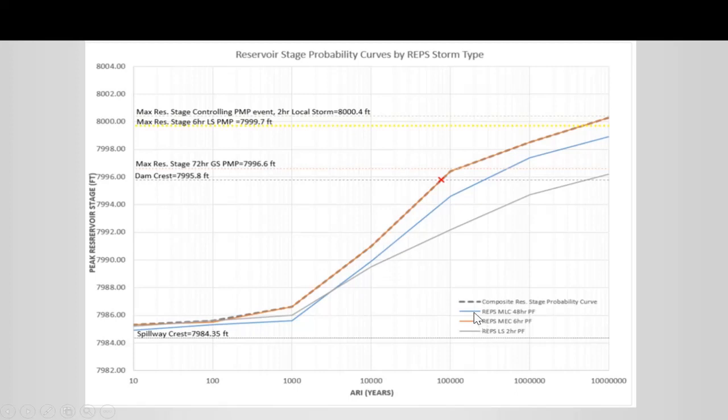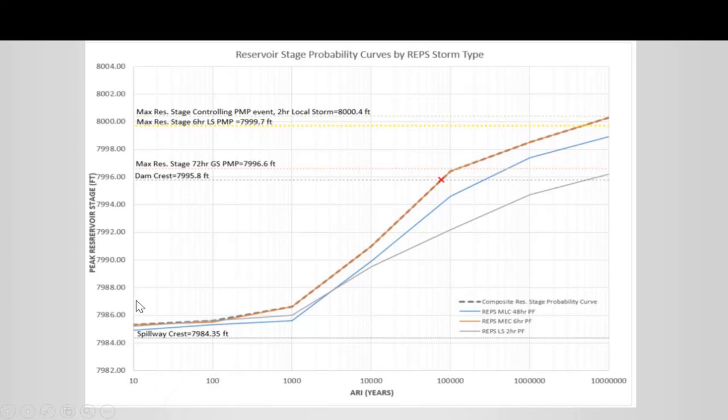So here we're showing the blue curve is the REPS MLC 48-hour storms. The orange curve is the REPS MEC 6-hour curves. The gray one is the 2-hour local storms. Okay, and the controlling one, those can cross. Different storms may control at different AEPs, but the controlling upper line is what we call this composite or controlling reservoir stage probability curve.